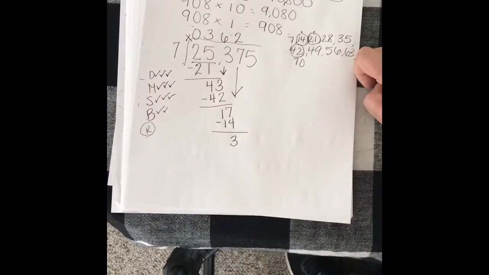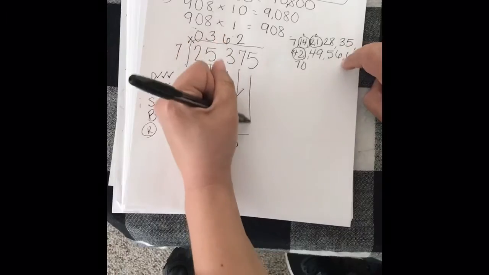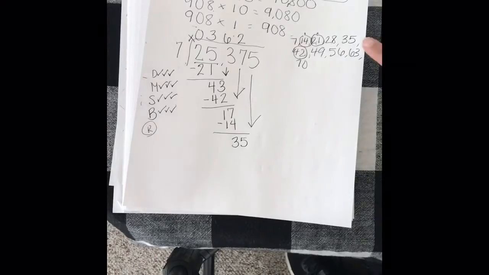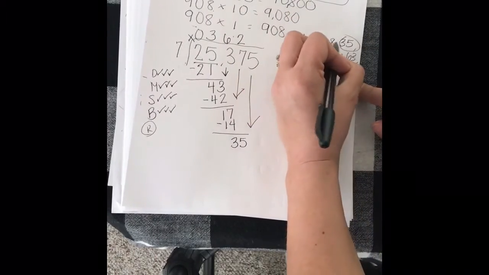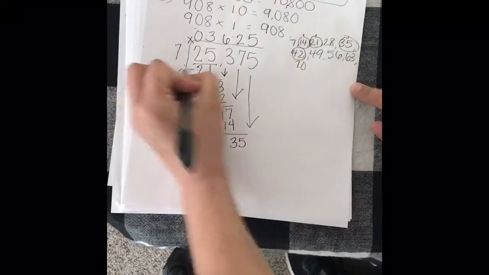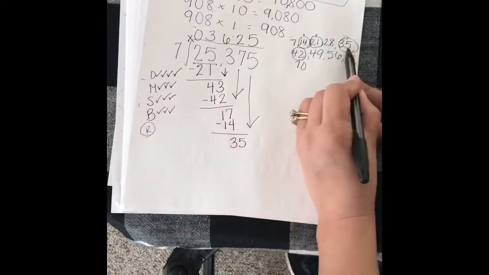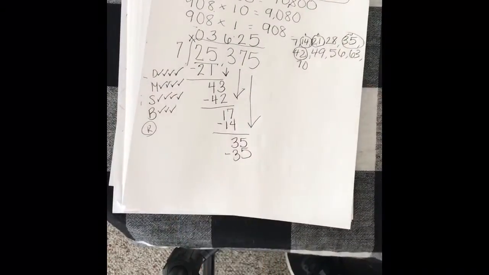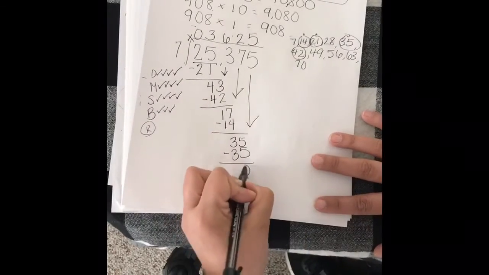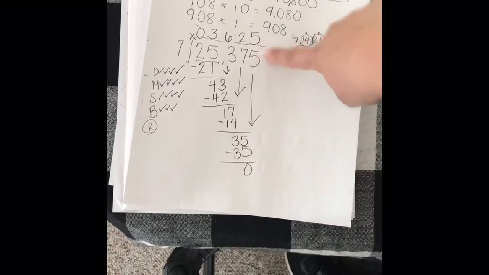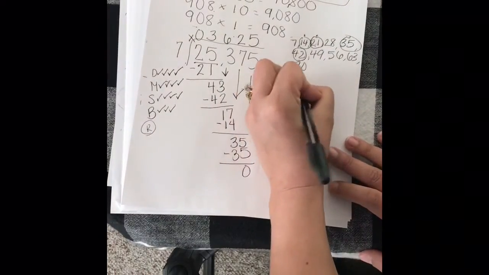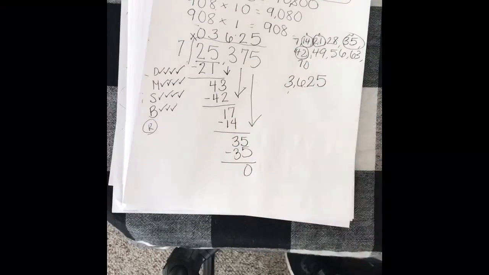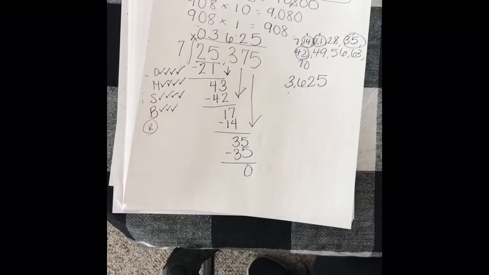3. 7 can't go into 3, so we're going to bring down one last time. And we have 35. So I'm looking over here for the number 35. Ooh, I see it. 1, 2, 3, 4, 5 times. So I put my 5 on top. That's me dividing. 5 times 7, like we circled, 35. We're going to go ahead and subtract. 35 minus 35 is a big fat 0. 7 can't go into 0. I have nothing left to bring down, giving me a quotient of 3,625.